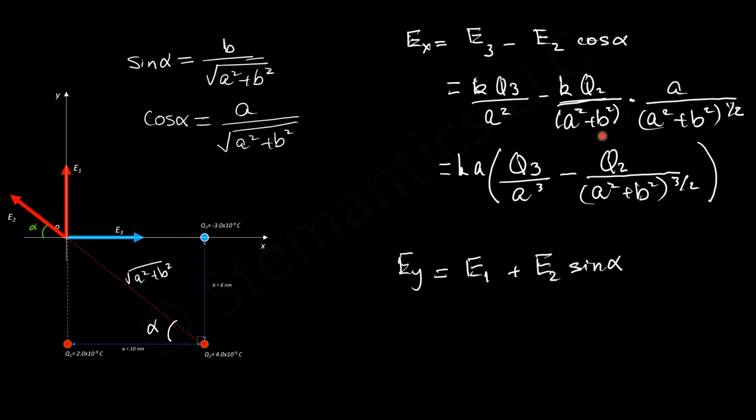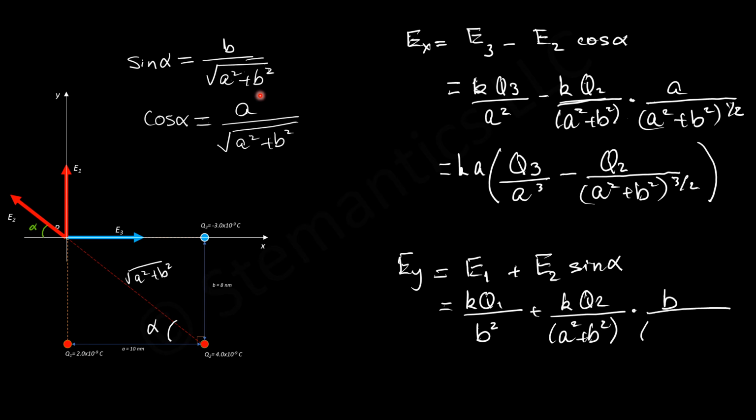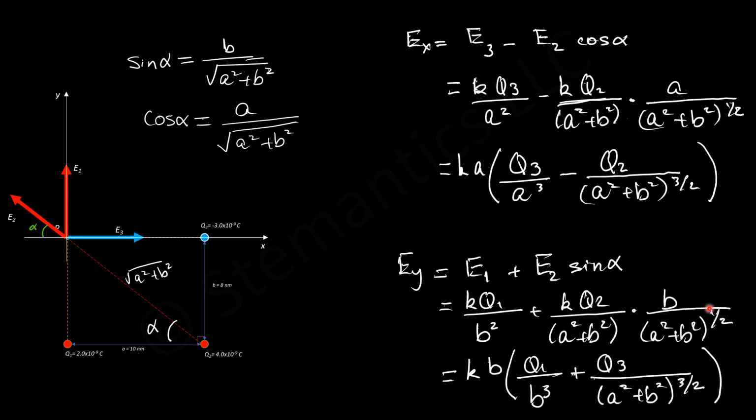And I do the same thing for Ey. For sine alpha, I plug in b over the square root. Of course, the square root has a power 1/2. I combine the powers here to get 3/2. Of course, I factor out a kb, and I induce a b cubed in the denominator here. At this point, this is all the analytical, theoretical, whatever you want to call it, done. I mean, this is the problem. All that remains now is plugging numbers in and getting answers.